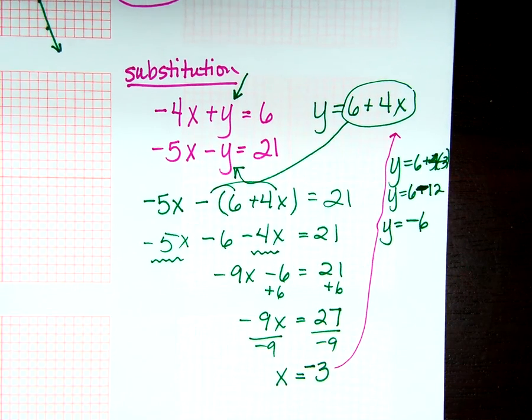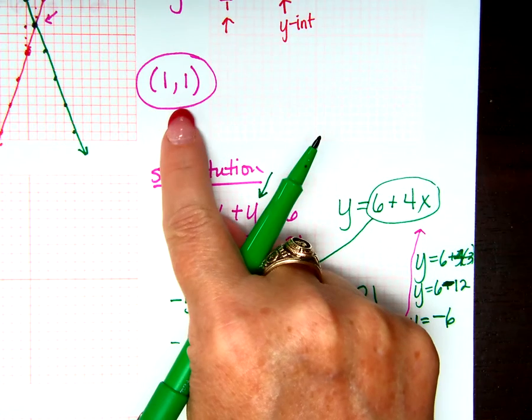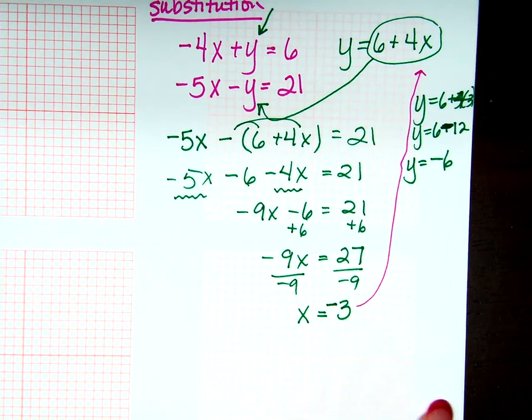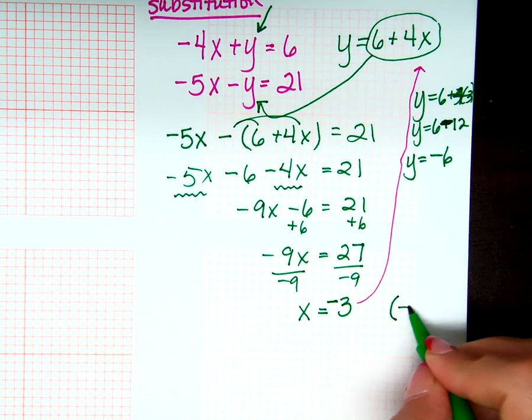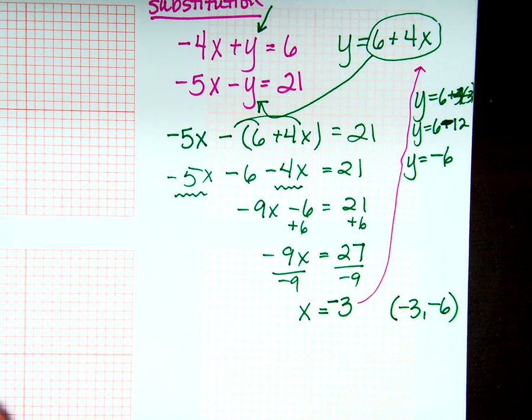Now I'm done? What do you mean no? I know x and I know y. What is my solution? That's exactly right. My solution is the point of intersection, and I have to write it as an ordered pair. So what is my solution? Negative 3, negative 6. Is it right?